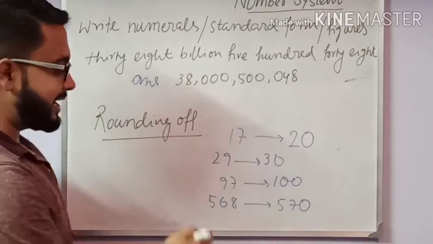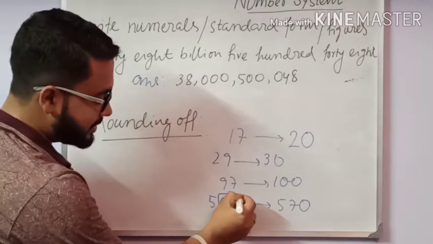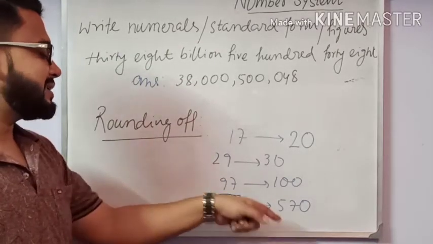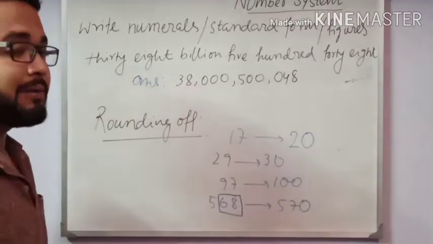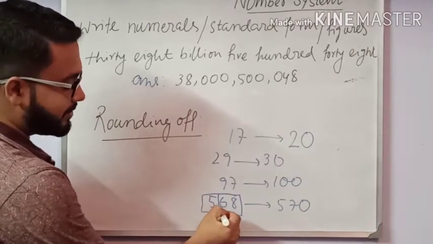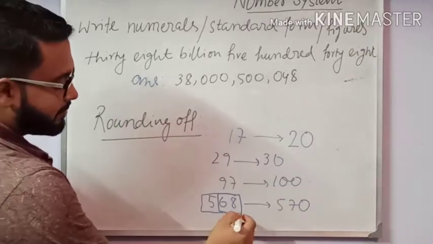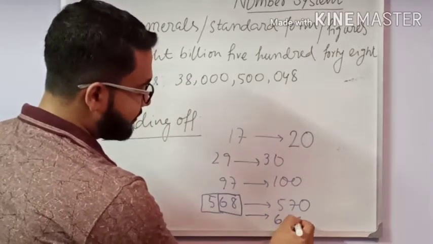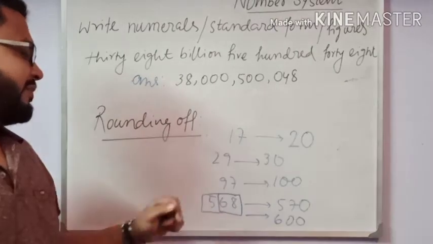When they ask to the nearest 10, we have to check up to the 10th place. 68. So 10th place is 68. So nearest number of 68 is 70. That's why we write 570. But if they ask to write to the nearest 100, then we take all the three numbers. So then my answer is 600, because 600 lies near 568.